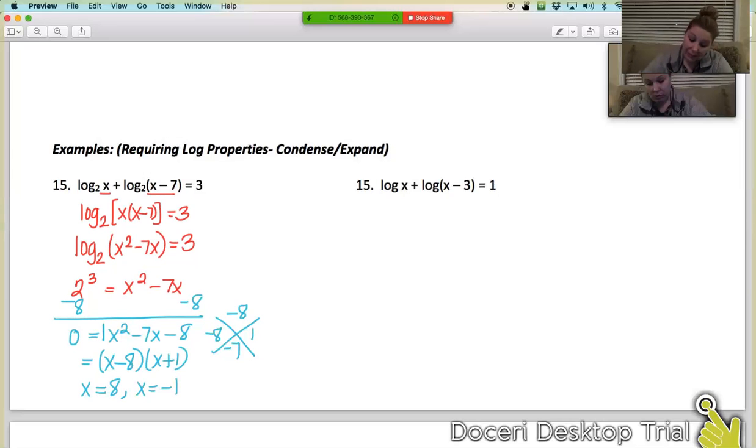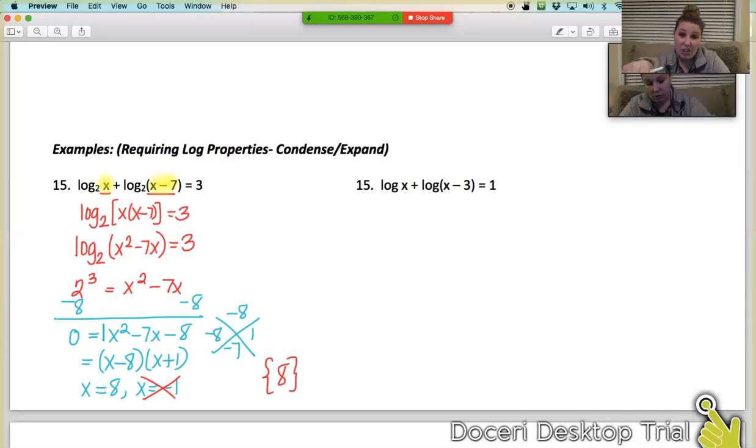So we go back to the original, and I need to look both here and here. It's going to have to be able to work in both of those logarithms. So if I look at 8, log base 2 of 8, that's good. Log base 2 of 8 minus 7, that gives me 1. That's also good. So 8 is fine. Negative 1, I can't do the log base 2 of negative 1. So that makes negative 1 extraneous. And that means our only solution then is just 8. So x equals 8 is all that we get, okay?